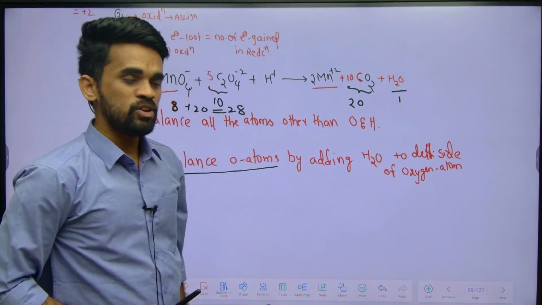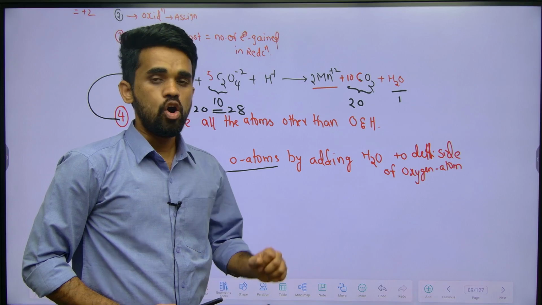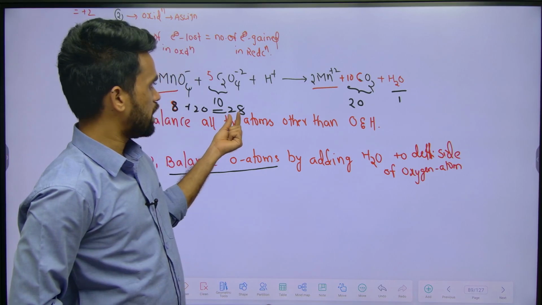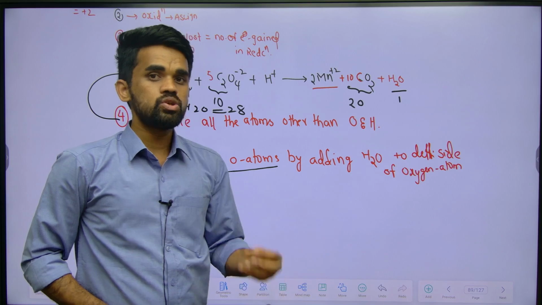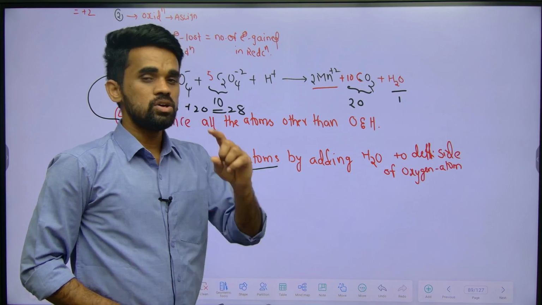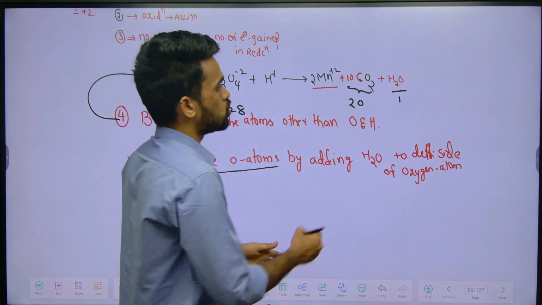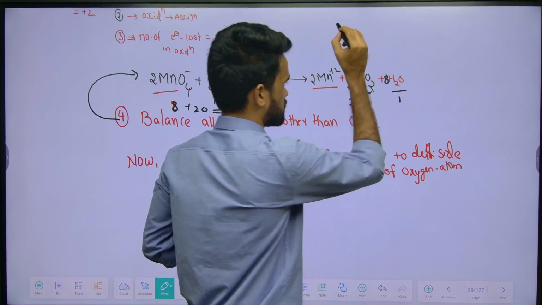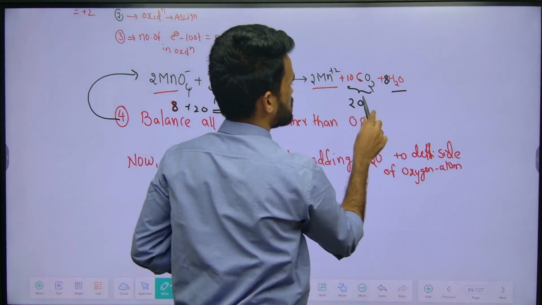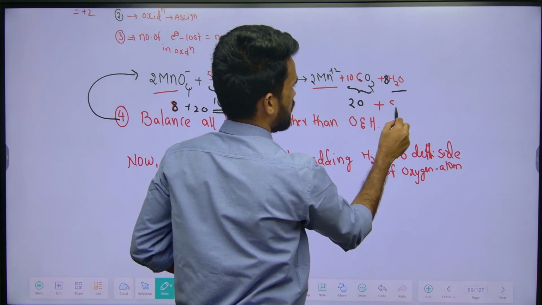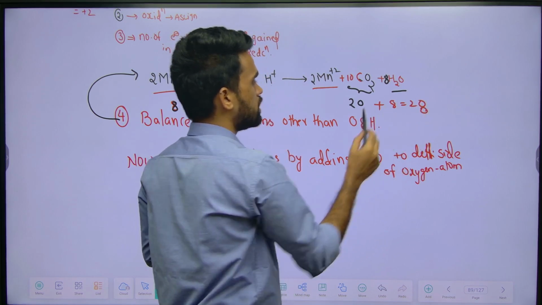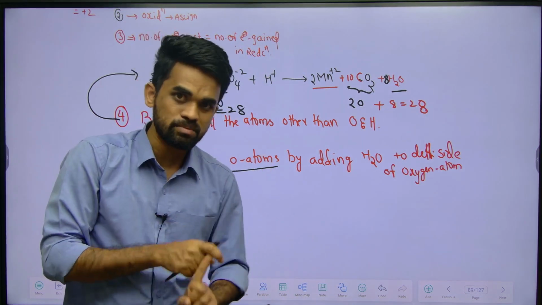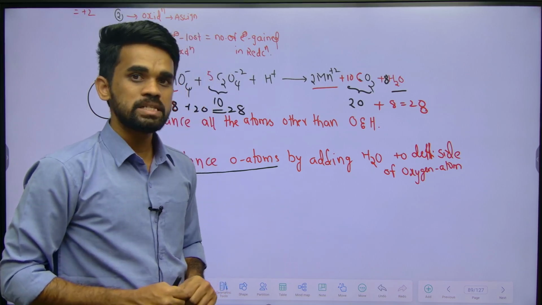Now which side is deficient? The product side is deficient. How much is deficient? Here 28, here 21, so still 7 is required. So you add 7 water molecules here. So 7 plus this one, a total of 8 water molecules on the product side. Okay. So totally how much does it become? 20 plus 8, 28 oxygen atoms on both sides. Like this you can balance oxygen atoms also. Done.